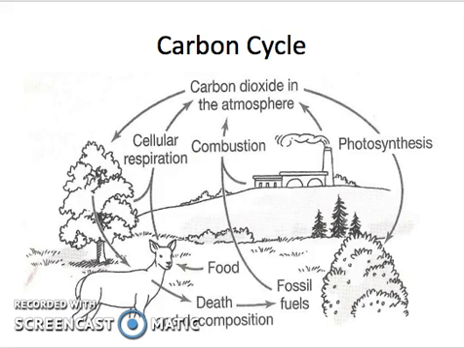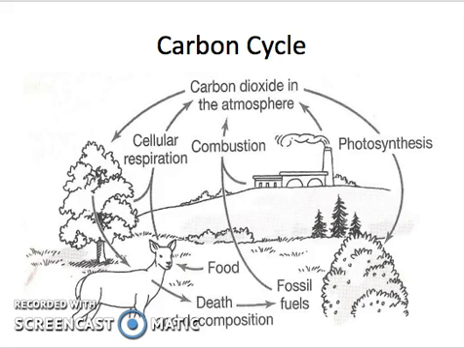All right, moving on to the carbon cycle. Again, you have your diagram here that you need to fill out. A couple major points here. Carbon dioxide exists in the atmosphere, okay? That is how carbon exists in the atmosphere, carbon dioxide, or CO2.